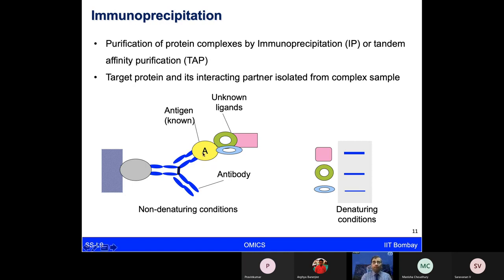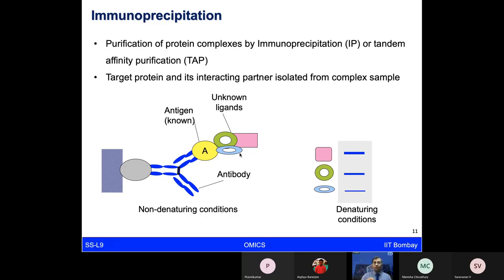So you know the antigen you are interested in, and you have raised an antibody against it so that an antigen-antibody complex could form. Along with that complex, some unknown proteins could also come, which you can capture in pull-down assays. Once you have done this, you isolate the complex, which contains many proteins: your target protein of interest and various interacting partners.